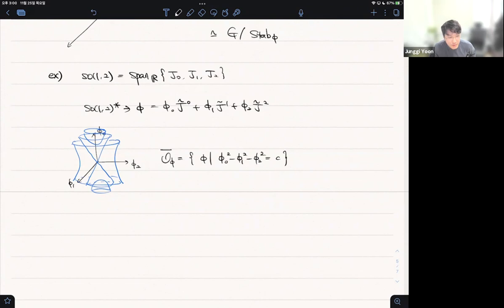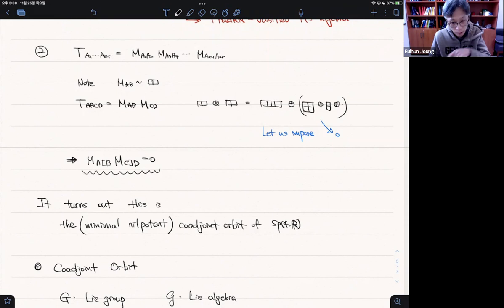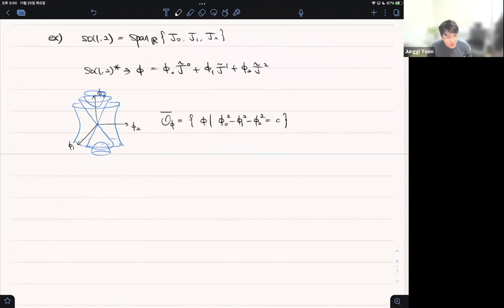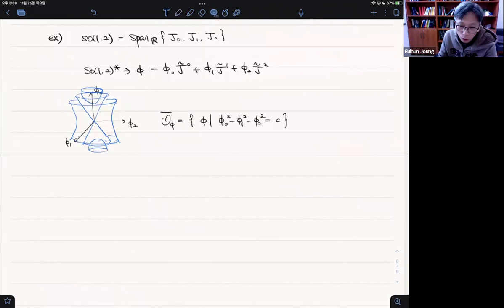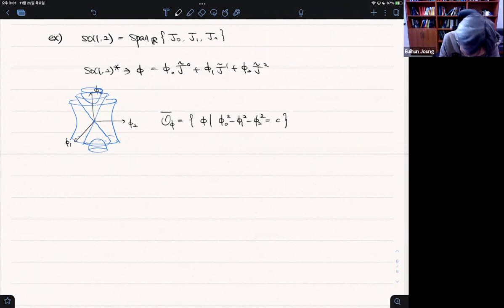Sorry, the minimal here is some notion that I probably will not have much time to discuss. I will comment on it soon. For SO(1,2), the concept of minimal is not so important for now. Here there is nothing, I will comment on it later. Yeah, okay, maybe I will comment now.